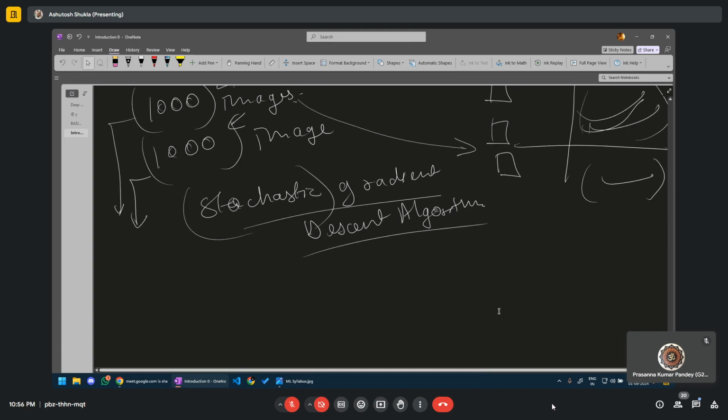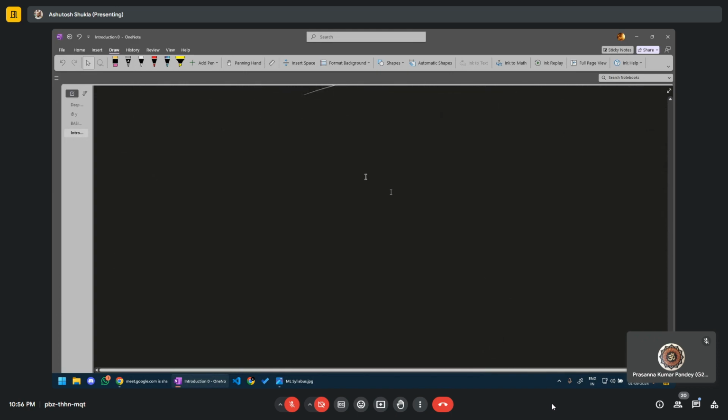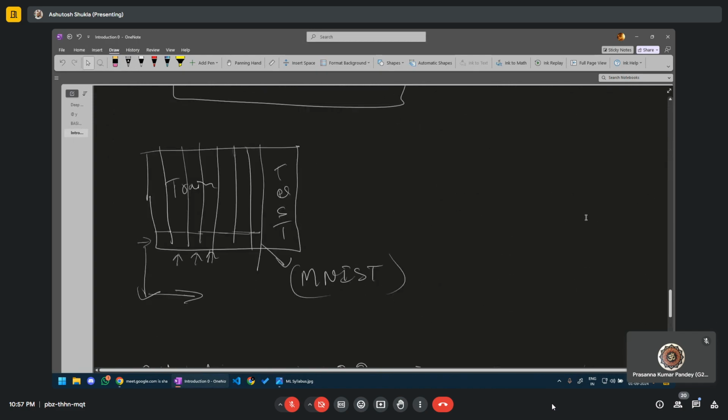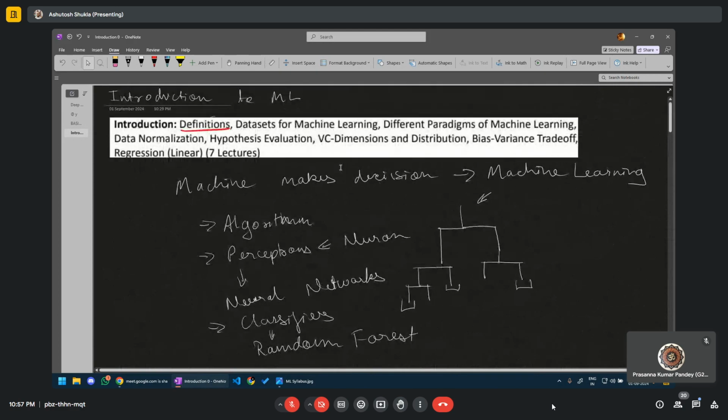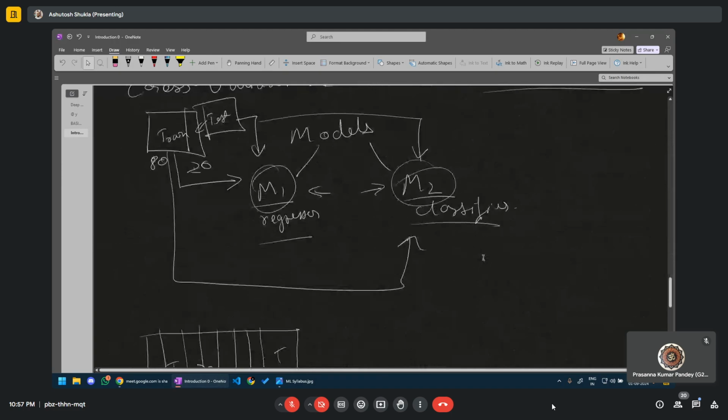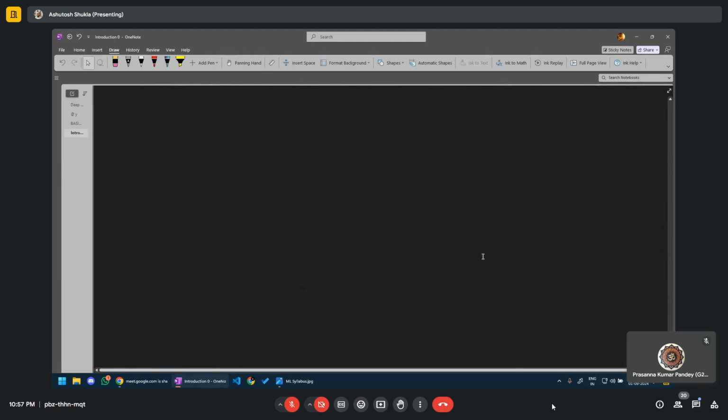Okay, so that's most of the things. Let's talk about what kind of data we can work with. If we scroll all the way up here, we have data sets for machine learning and different paradigms of machine learning. So at this point, definitions are done. Let's quickly do the data sets for machine learning. What kind of data sets do you need? It really depends on what kind of learning you are doing.